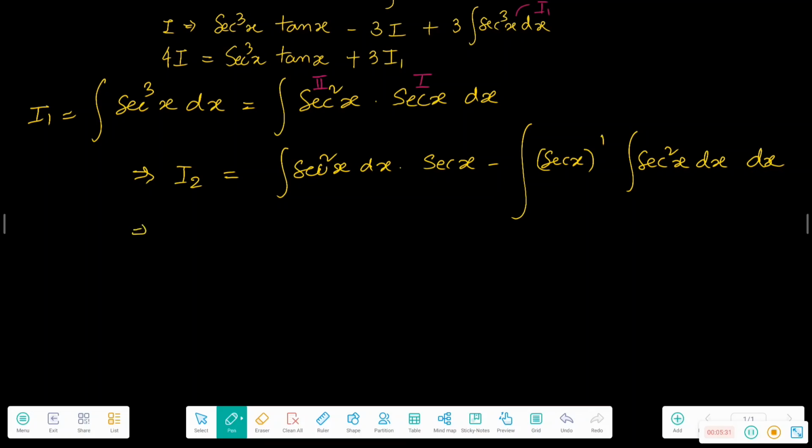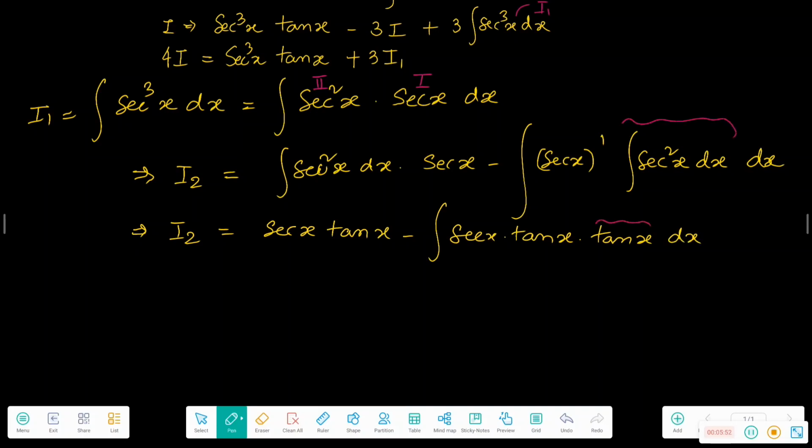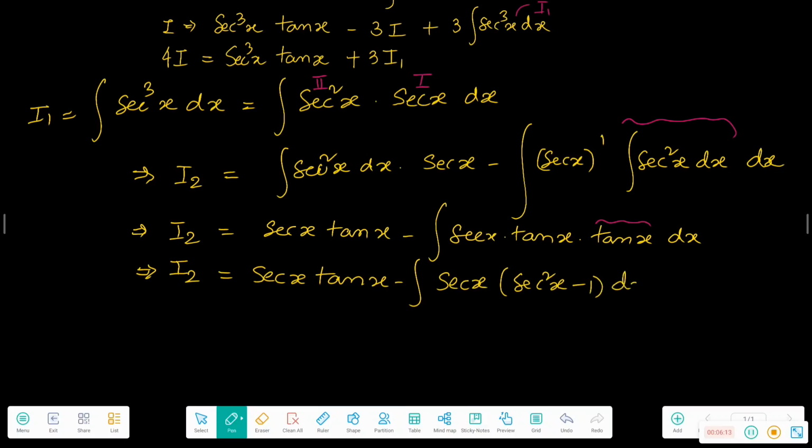So that means I2, we changed it to I2, so let us change I2 everywhere. I2 equals secant x into integral of secant square x, which is tan x, minus integral of derivative of secant x, which is secant x tan x, and integral of secant square x, which is tan x, dx. So I2 is equal to secant x tan x minus integral of secant x into secant square x minus 1, as we can write tan square x as secant square x minus 1.